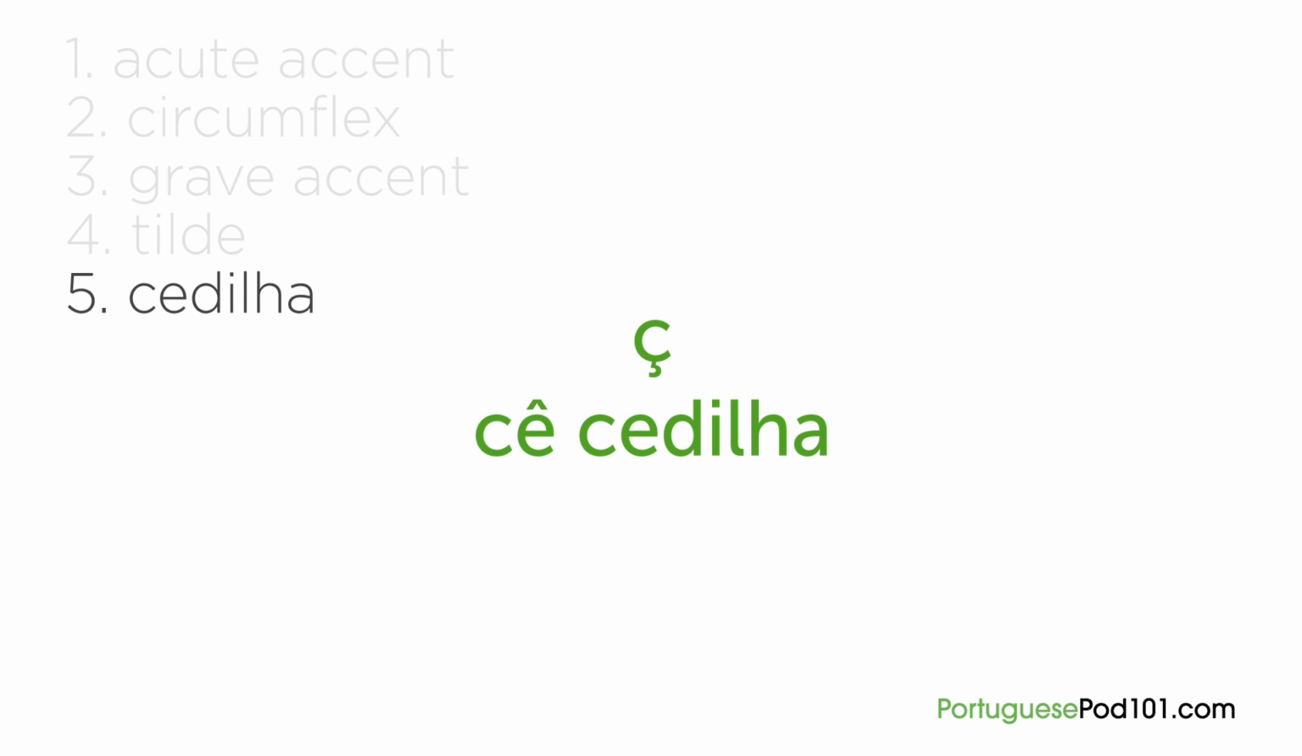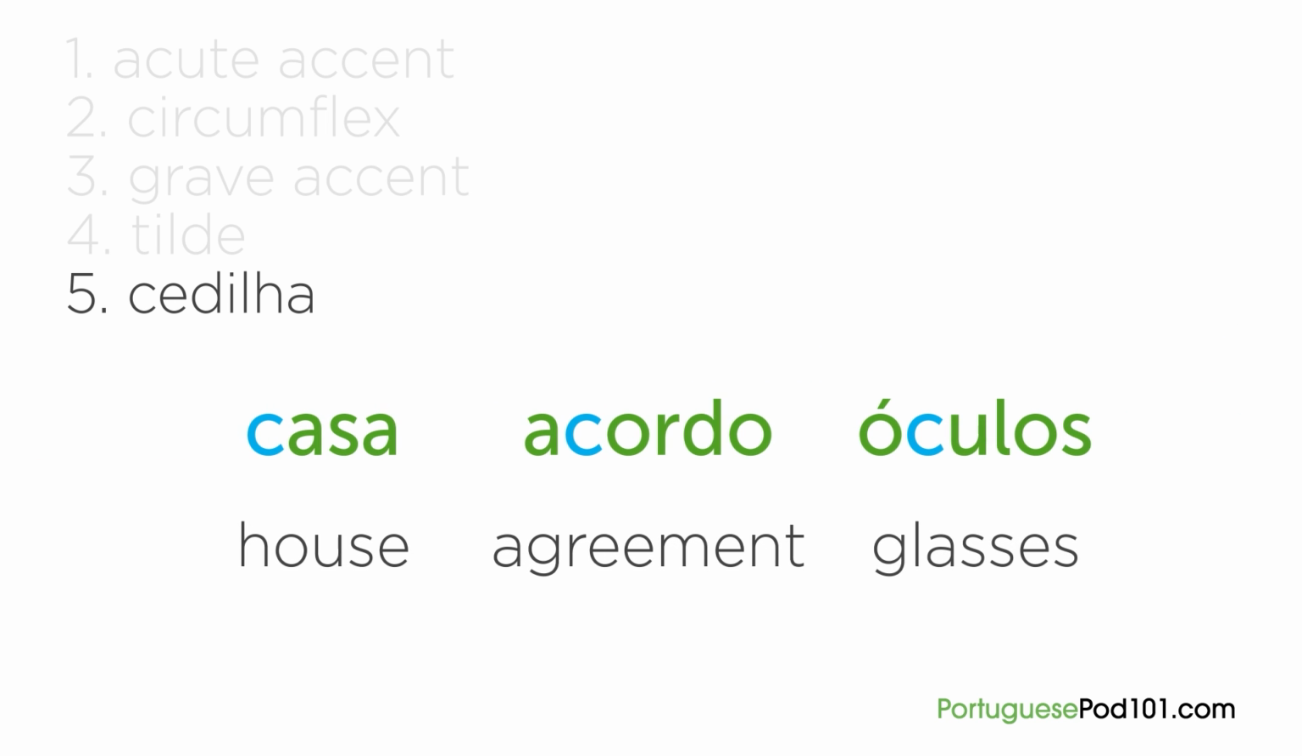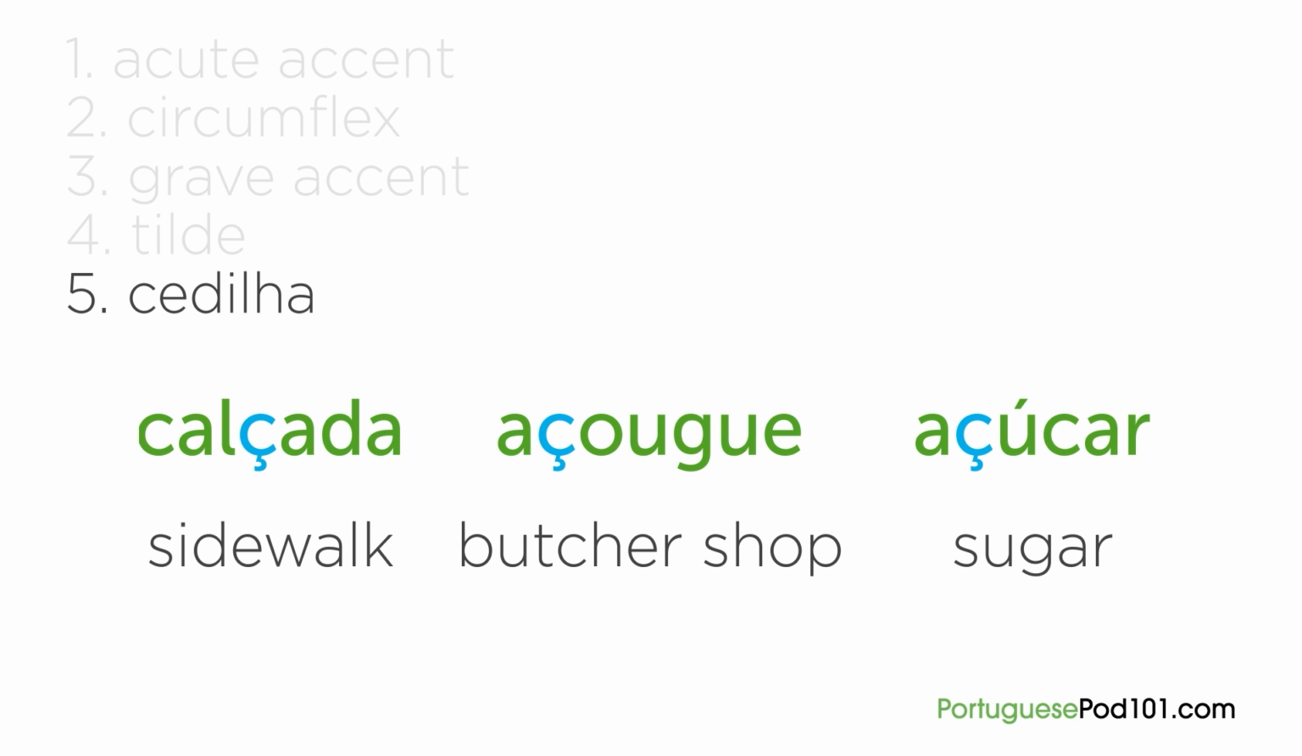The cedilla is the only diacritic used on consonants in Portuguese. More specifically, it is only used on the letter C, hence the Portuguese name, c cedilha. C, when paired with vowels A, O, and U, sounds like the English K. Casa, acordo, óculos. Whenever the cedilha is put before these vowels, it will sound like the English S. Calçada, açougue, açúcar.